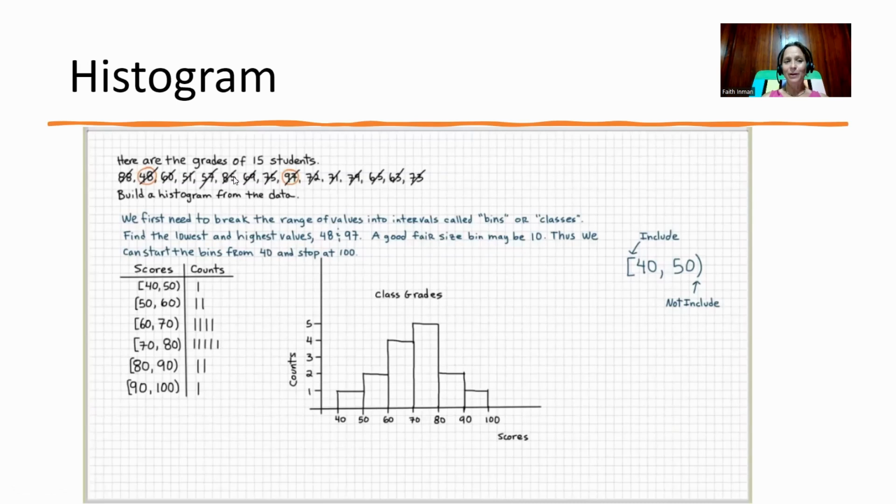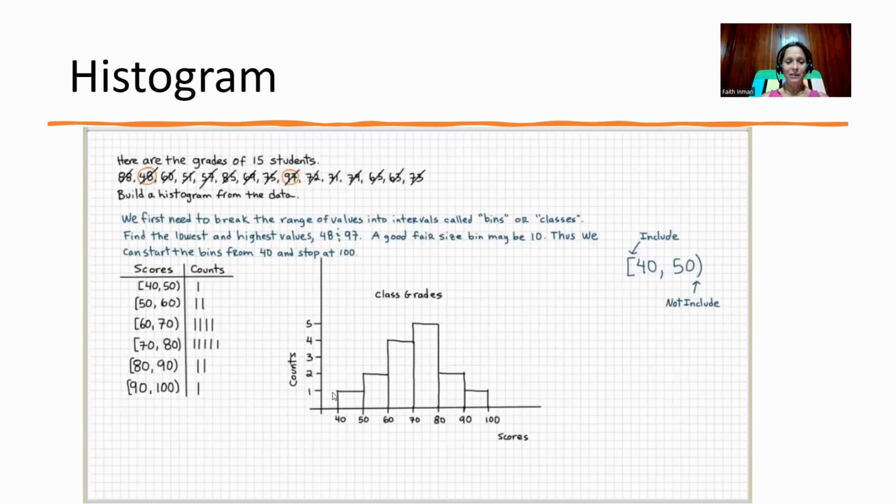You just count the number of values that go into each class, and then you make a graph of it. So you would say, here are your bins again, 40 to 50, 50 to 60, 60 to 70, etc. You put that on your x-axis. You write scores, so we know we're talking about scores here. And on the y-axis, you write the counts. In this case, ranging from 1 up to the maximum of 5. So 1, 2, 3, 4, 5, right?